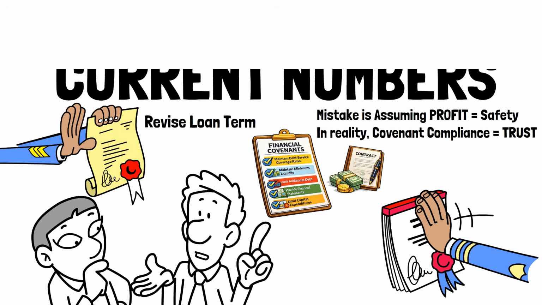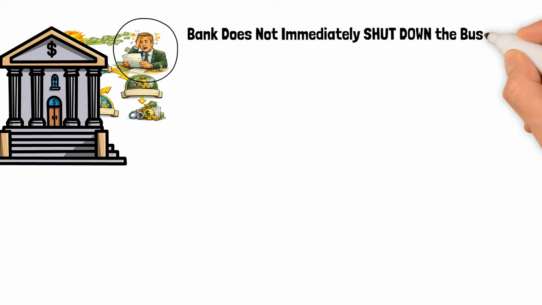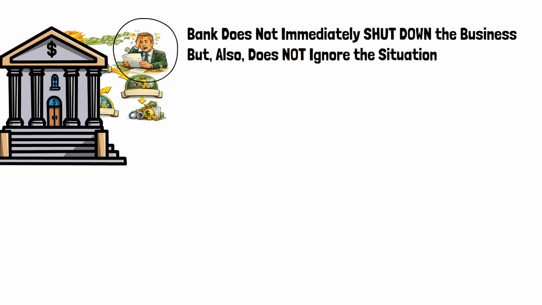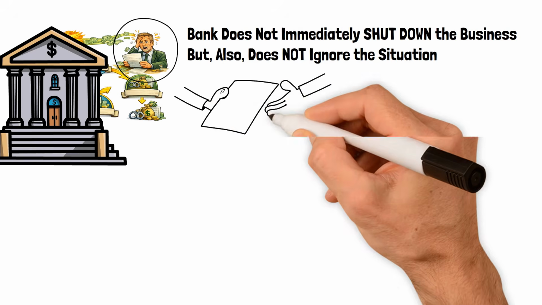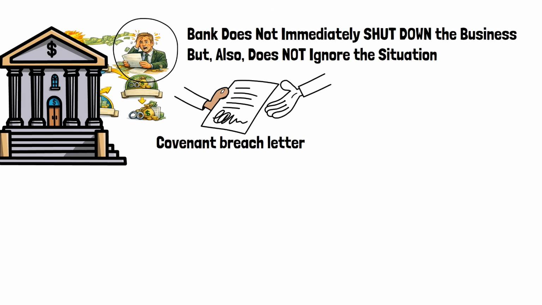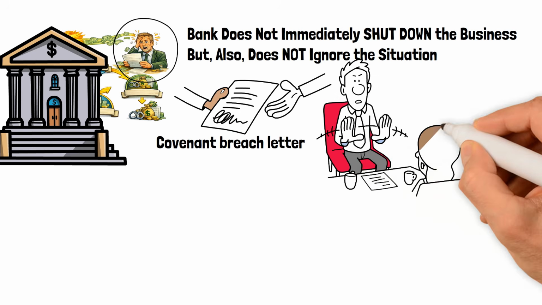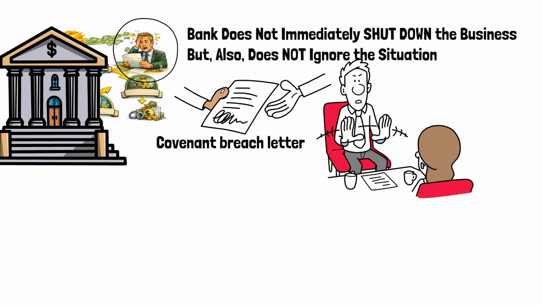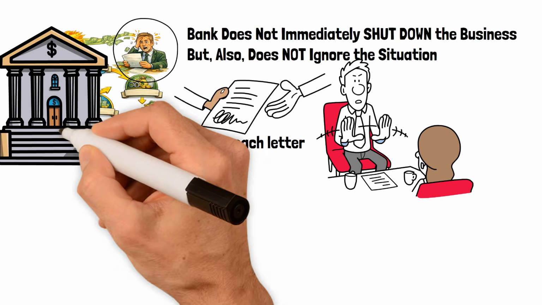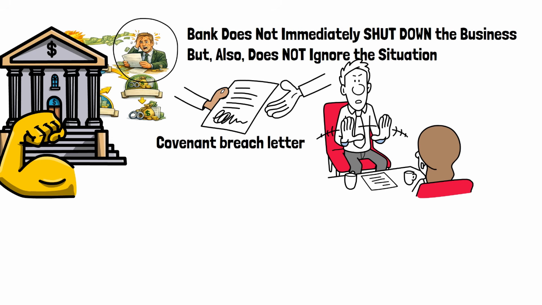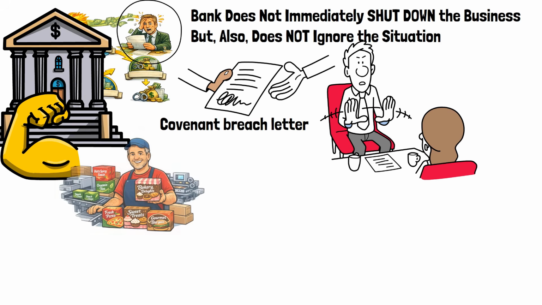Once a financial covenant is breached, the bank reaction usually surprises beginners. The bank does not immediately shut down the business, but it also does not ignore the situation. In most cases, the bank sends a formal notice called a covenant breach letter. This letter states that one or more financial conditions mentioned in the loan agreement are no longer being met. From this moment, the power balance shifts slightly in favor of the bank. Let us continue with the same packaging manufacturing business example.